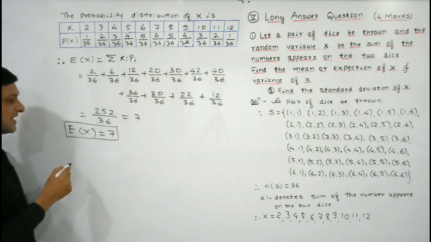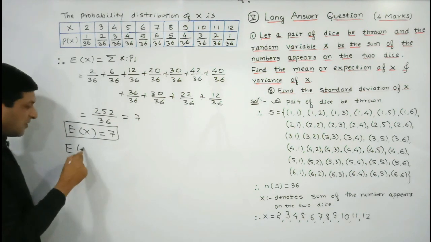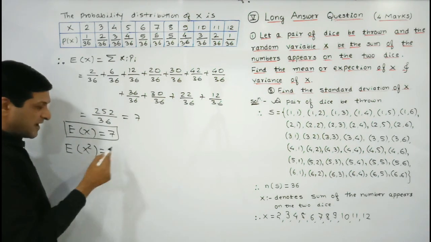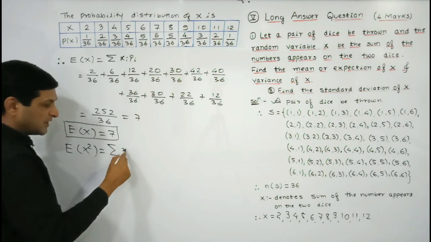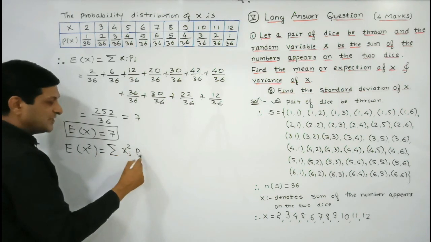Later on, to find out variance, we will require the value of what? E of x square. Now let us try to find out the value of E of x square applying the formula summation xi square into pi.